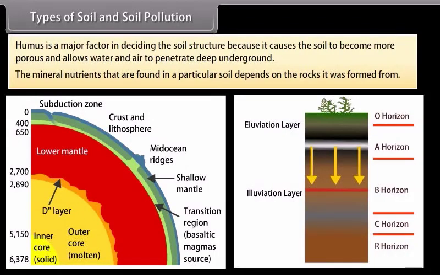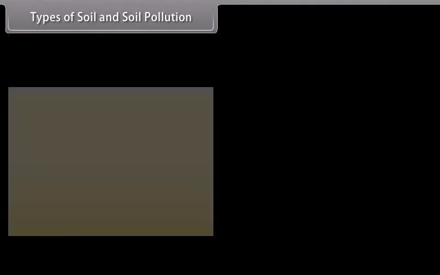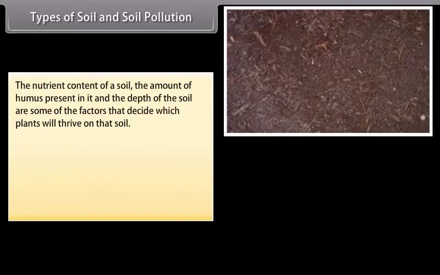The mineral nutrients that are found in a particular soil depend on the rocks it was formed from. The nutrient content of a soil, the amount of humus present in it, and the depth of the soil are some of the factors that decide which plants will thrive on that soil.